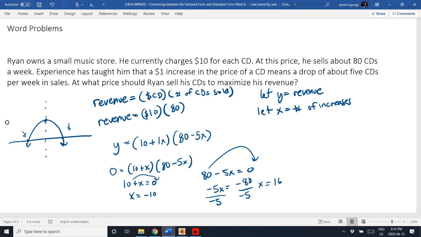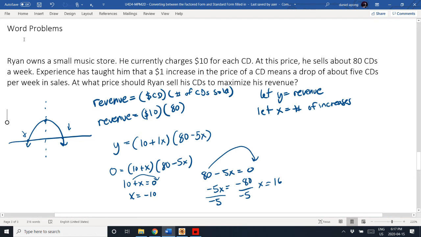So this would make our equation 0. If he reduced his price by $10, or 10 increases, this will go to 0, and then he's charging $0 for a CD, which means he makes $0. Or if he loses up to 16 sales, or 16 increases, that would make this part of the equation 0 as well. So that would be the 2 cases where we get our X value.